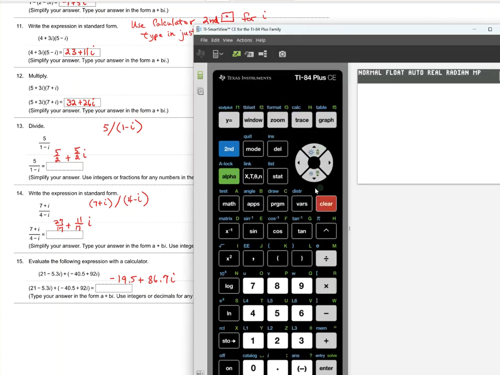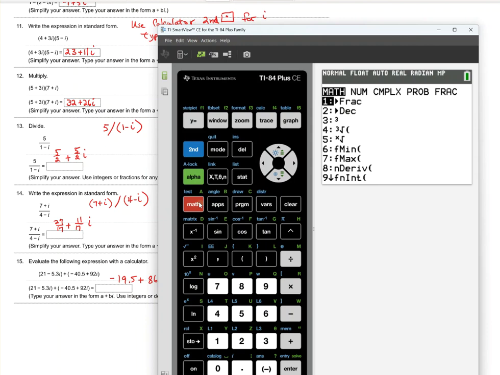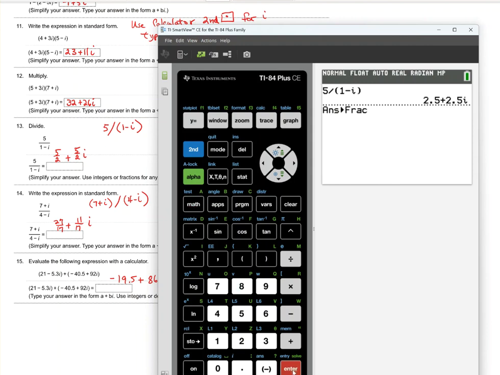Let me clear. So we want 5 divided by parentheses 1 minus i, and close. And we get decimals. So they are expecting that you're doing them by hand. And so we'll just hit math, and the first option's fraction, hit enter, and enter again, and you get 5 halves plus 5 halves i.